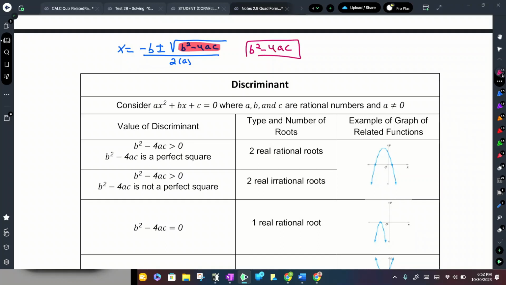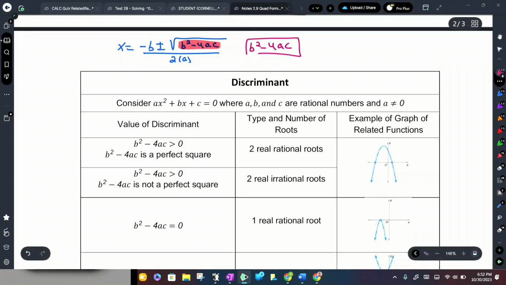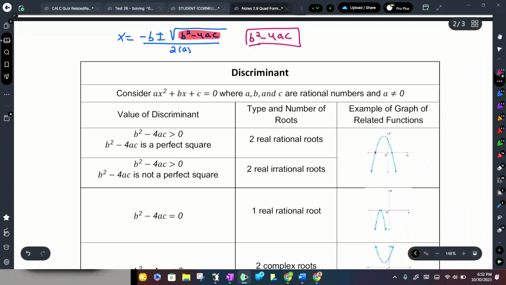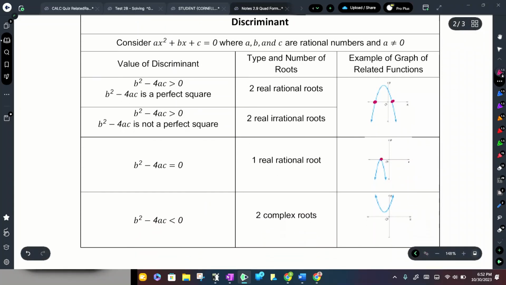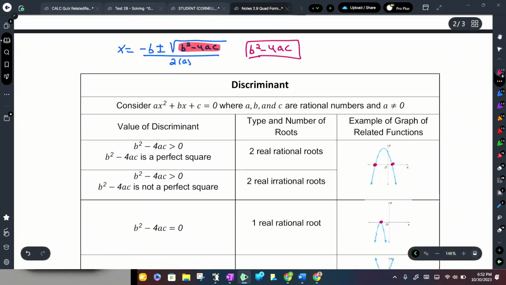And this discriminant is pretty important. It's going to give us some really nice information. It's going to tell us what kind and what type of roots we have. And when we're talking about roots, I'm jumping down to my graph now, we're talking about where it crosses or doesn't cross my x-axis. Those are my roots.